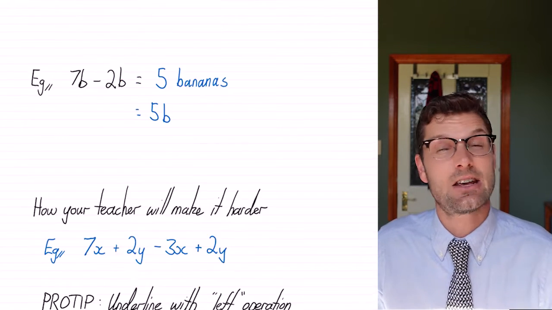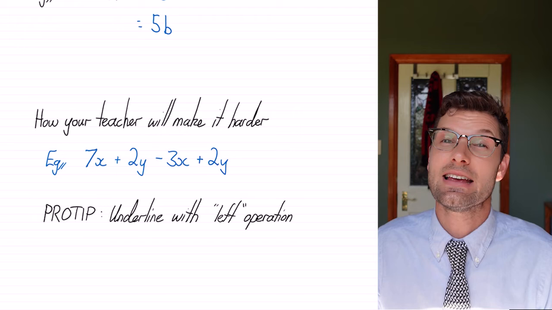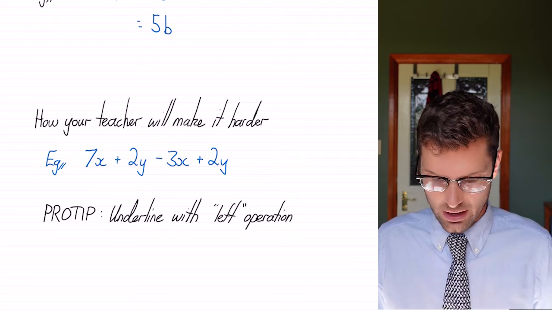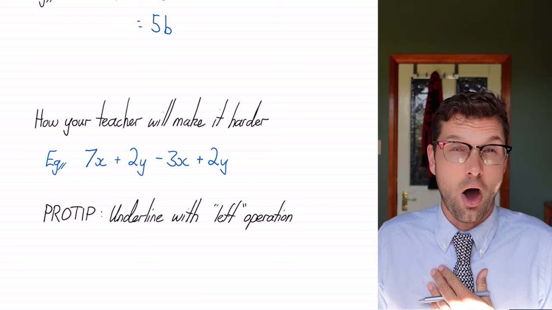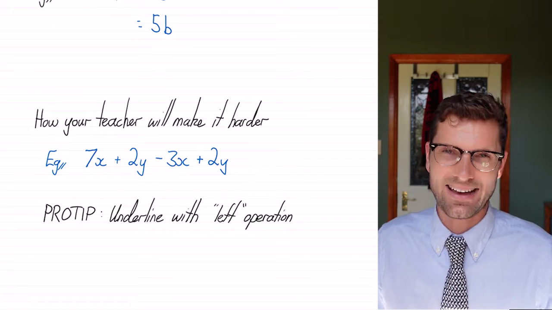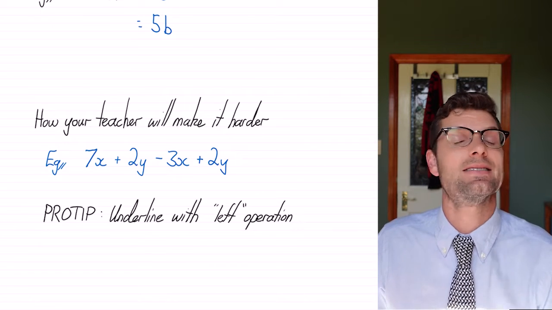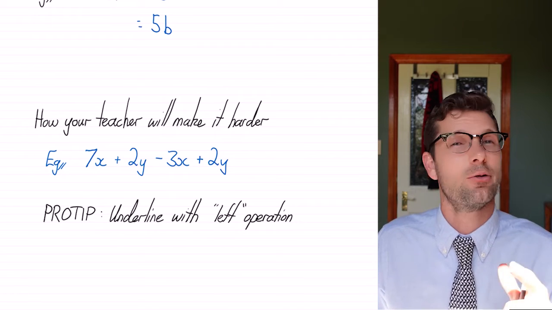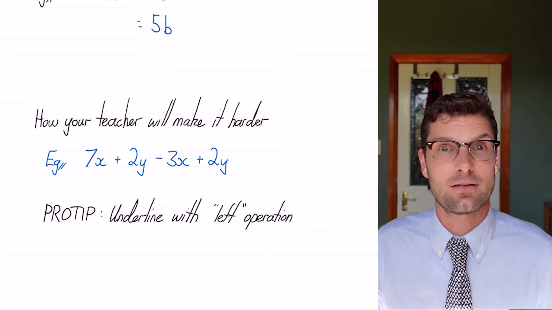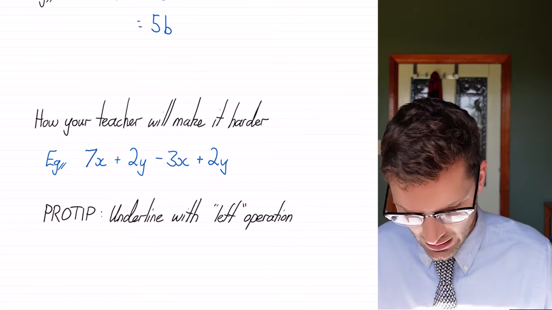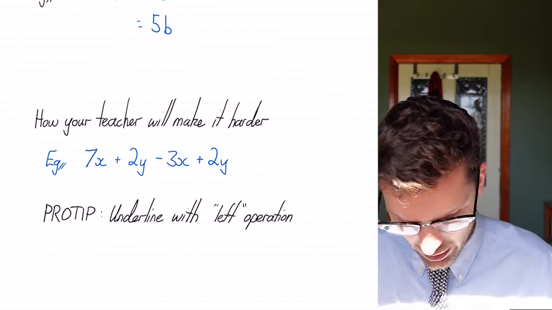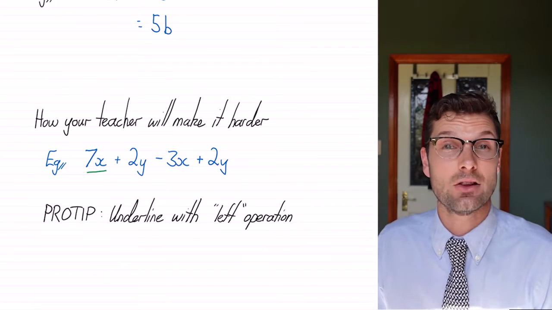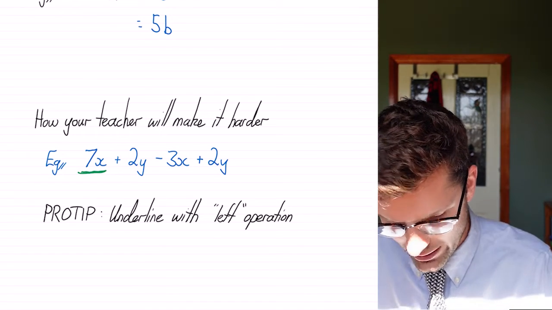Sometimes your teacher is going to make it harder, okay? Those first examples are pretty cruisy, but your teacher's going to make it a little bit more difficult. The thing that I would highly recommend is to underline the like terms in the same color. If you've got one of those 4-colored pens, I would highly recommend using it for any of these examples. So in this, I've got 7x, and that is like terms with this 3x.